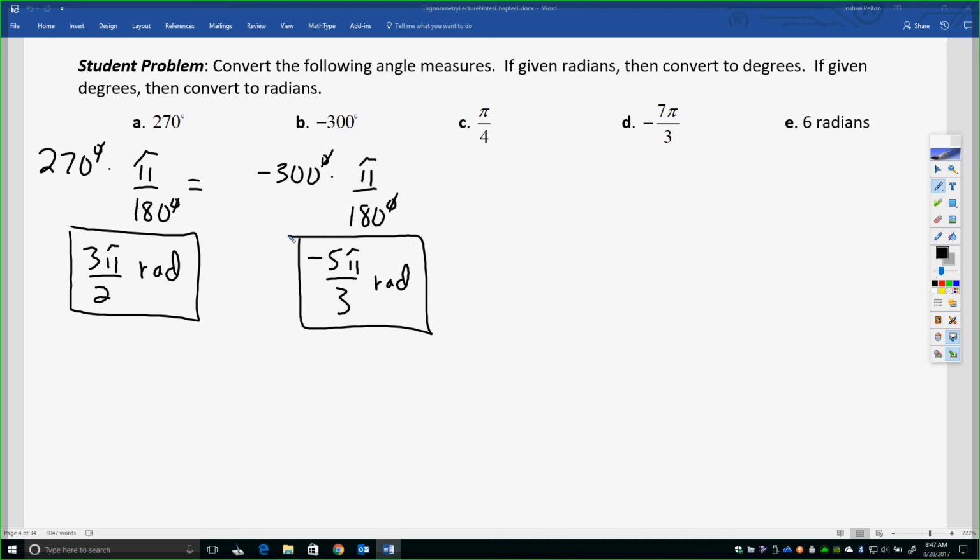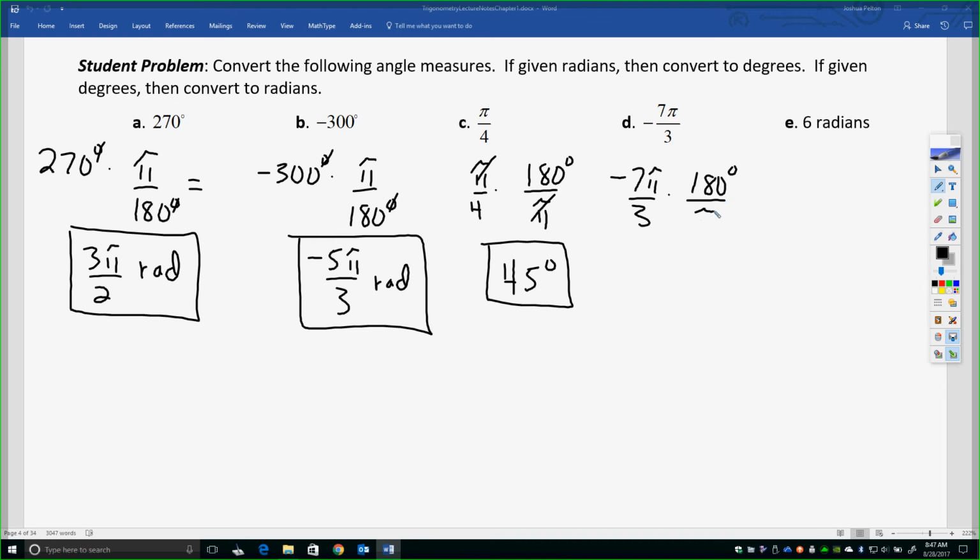Okay, next one, pi over 4. So pi over 4 times, again we want to cancel the radians, so that's 180 degrees over pi this time. So cancel, cancel. Your 180 over 4 is 45 degrees. Next one, negative 7 pi over 3. So we want times 180 over pi to cancel the radians. Cancel, cancel. So that'll give me negative 420 degrees.